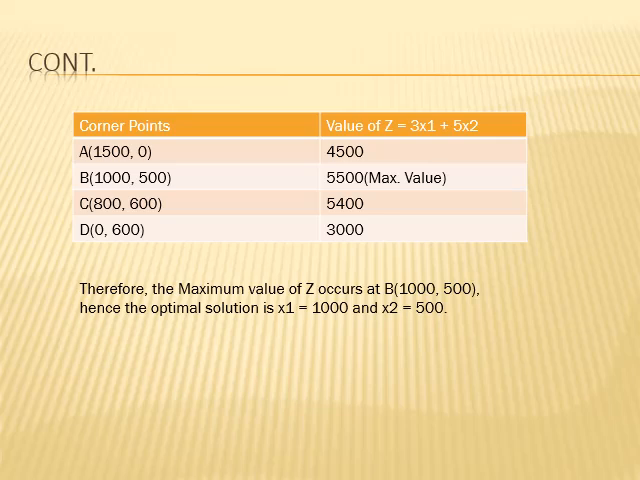Now we are going to substitute these values into the objective function. The objective function states Z equal 3x1 plus 5x2.